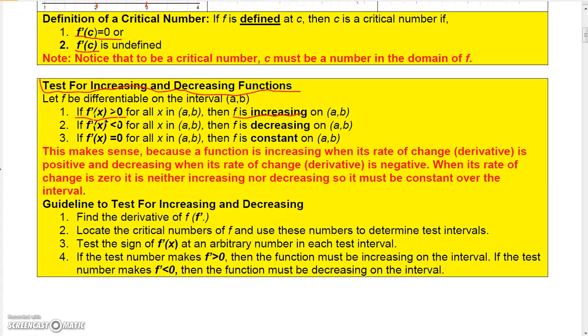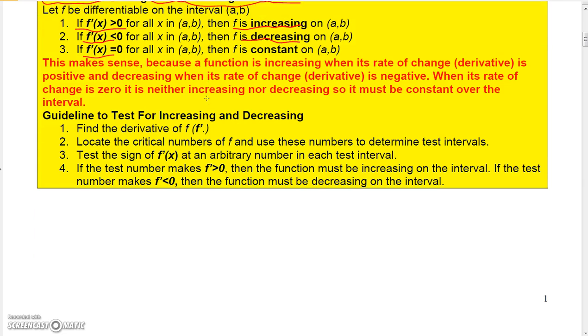So anyway, basically, if you can find where the derivative is positive, then you know the function is increasing on the interval. If you can find the interval where the derivative is negative, then that tells you a function is decreasing on that interval. And if you can find any intervals where the derivative is 0, that tells you the function is constant on the interval.